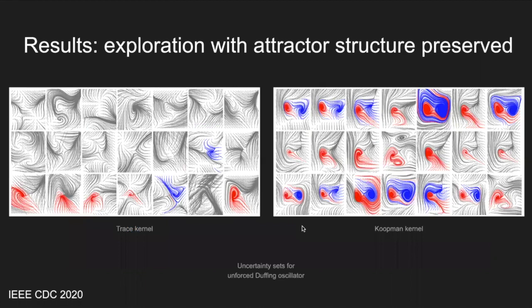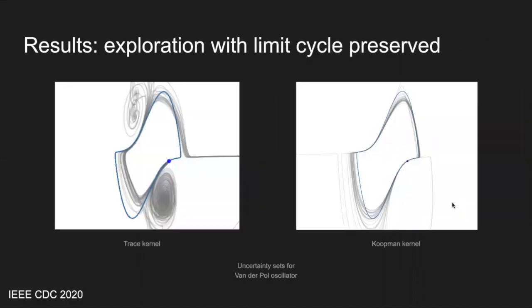Moving to a nonlinear example with the unforced Duffing equation, on the left, we see that the default metric results in perturbations that do not preserve attractive structure in the majority of cases, and some examples are even diverging. Whereas on the right, with the proposed Koopman kernel, we have the attractive structures preserved in the majority of cases, along with some warping of the underlying potential well, which may have physically meaningful interpretations.